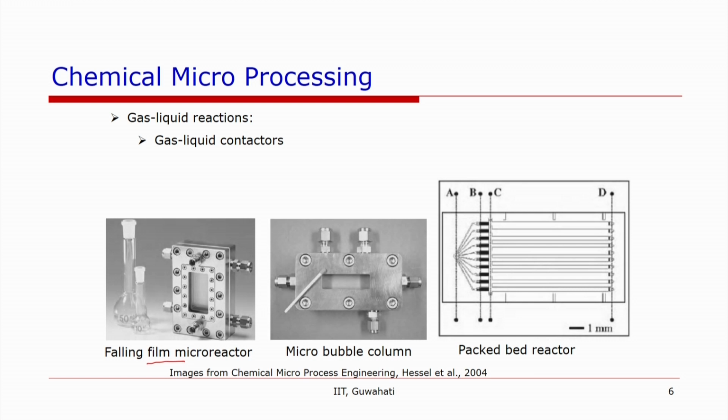Another application is the micro bubble column. You can guess or estimate the size of the channel by looking at the matchstick. So, the size of the channel window here is smaller than a matchstick. Another one is a packed bed reactor, where there are different channels which have been packed. So, these are different types of contactors, and I have just shown three contactors here.